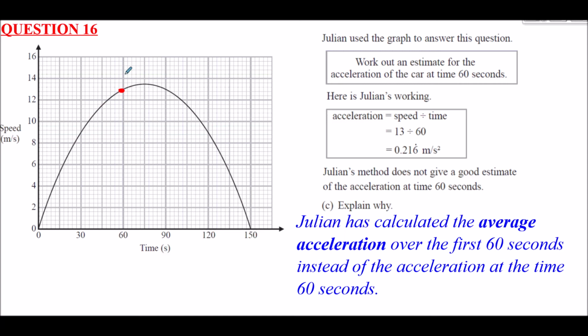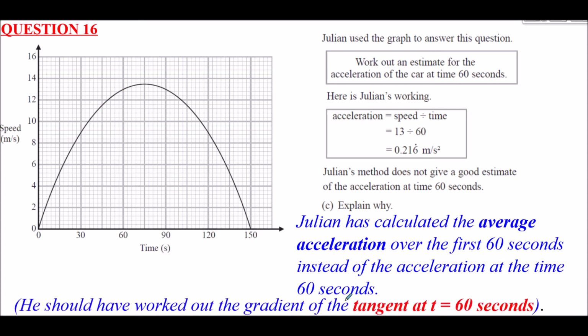So here's what he should have done. He should have worked out the gradient of a tangent at the time t equals 60 seconds. A tangent is a straight line that just scrapes the curve at that particular point. So a straight line that just touches at the instant of 60 seconds would look something like this. He then should have picked 2 points on this line, maybe this one and maybe that one, then worked out the change in y divided by the change in x of those 2 points. That would have given him the correct estimate of the acceleration at this particular point in time.